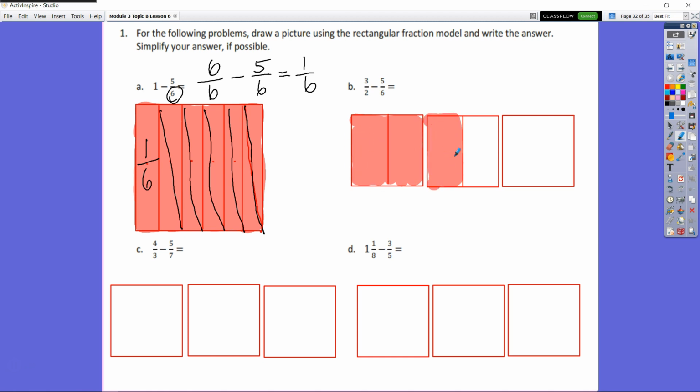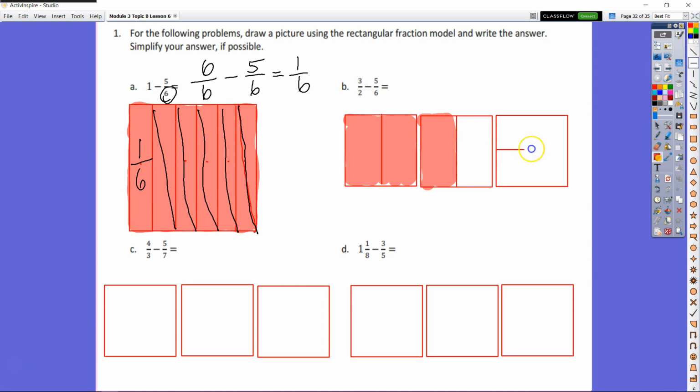What we want to do is take away 5/6. So on this fraction here, I'm going to put my 5/6 in. And I know I need 5 lines to make 6 parts. 1, 2, 3, 4, 5. So I have my 6 parts: 1, 2, 3, 4, 5, 6 parts, and 5 are going to be shaded in.